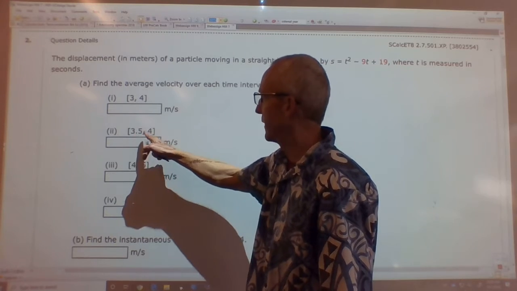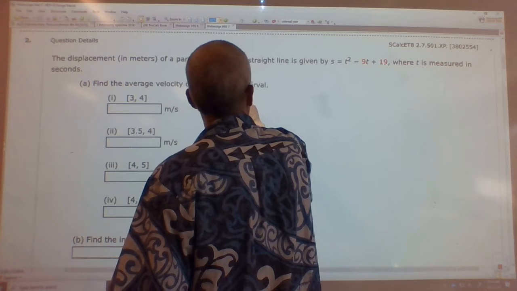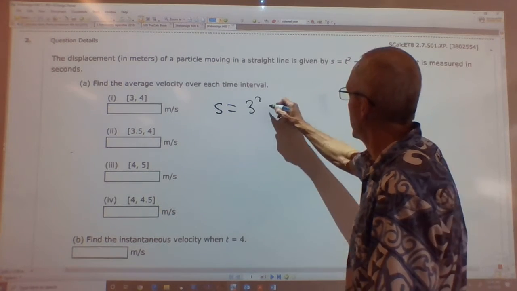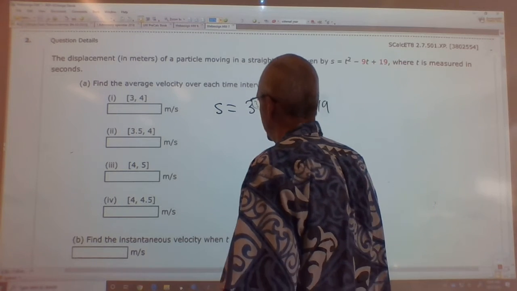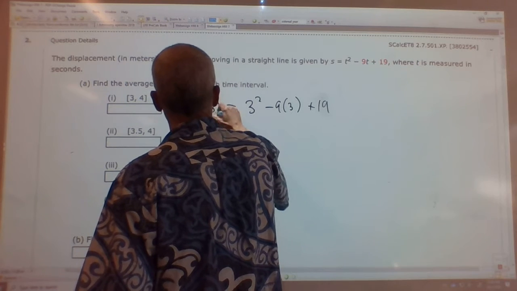Where is it at 3.5? Where is it at 4? So where is it at 3? Its position at 3 is 3 squared, right? You just plug in 3 here, minus 9 times 3 plus 19. And the way I'm going to write it like this: that's s of 3.